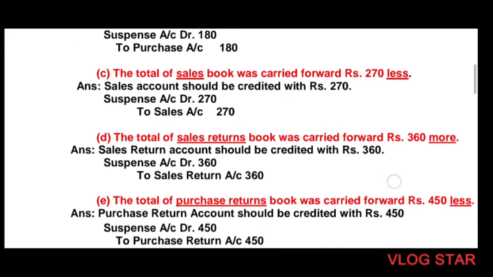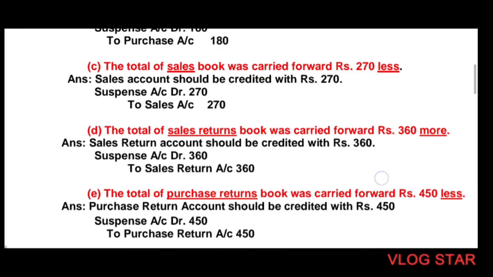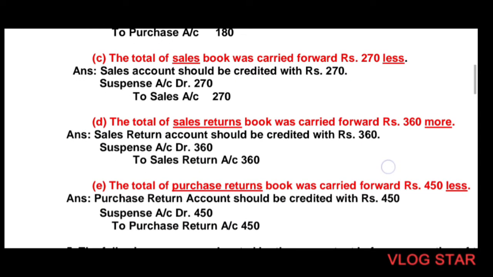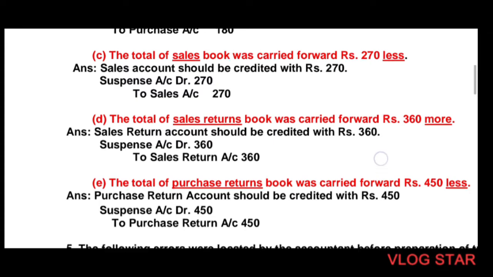Next one. The total of sales book was carried forward rupees 270 less. Less means undercast. So original entry. Sales is a credit balance. So simple. Sales account should be credited with rupees 270. If they ask rectify entry, you can write suspense account debit to sales account.